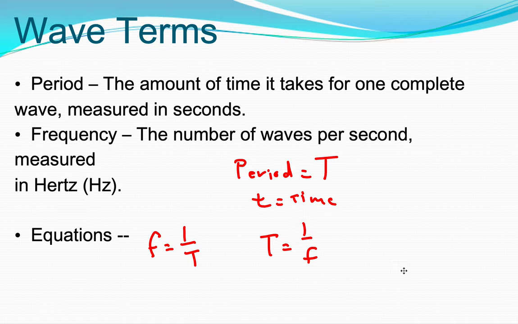What does the F mean on the equation? Oh, so F is frequency. Okay, and then what does the I mean? That's a one. Yeah, so 1 over the frequency, 1 over the period. I'm sorry, you guys. It's my bad writing.